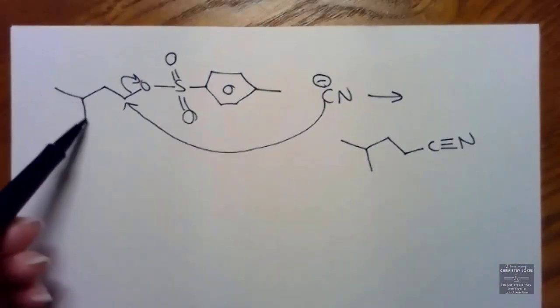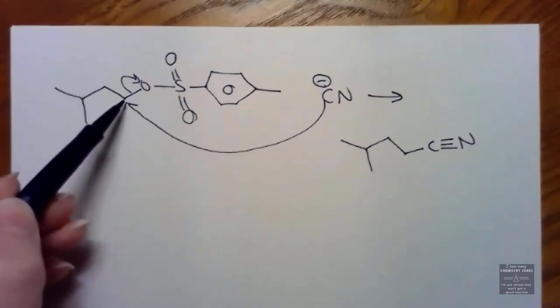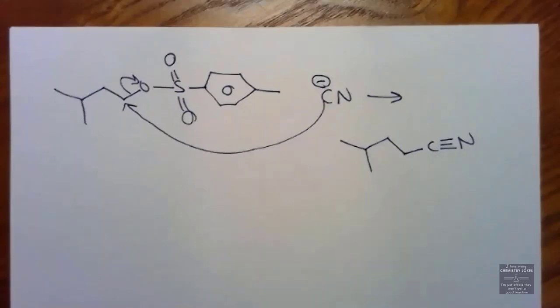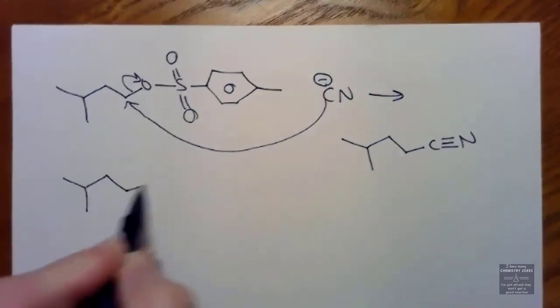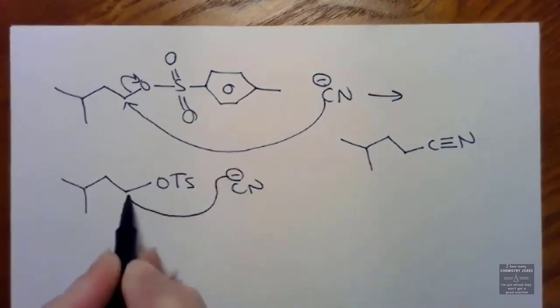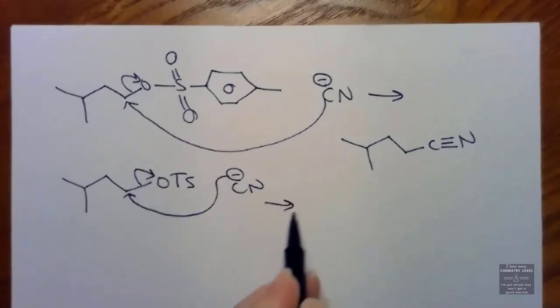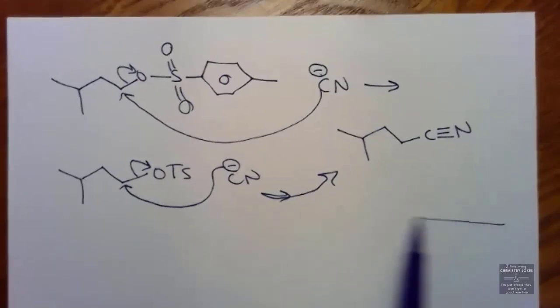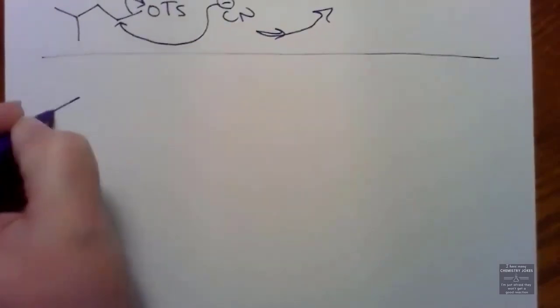Note we started with 1, 2, 3, 4, 5 carbons. My cyanide added a new carbon, so I've now got a 6-carbon nitrile. Remember, a tosyl has an abbreviation as well. It could have said OTs. That's tosyl. Primary tosyl. Going to make the same product up there. We're going to move on to the next example without going back to the PowerPoint.